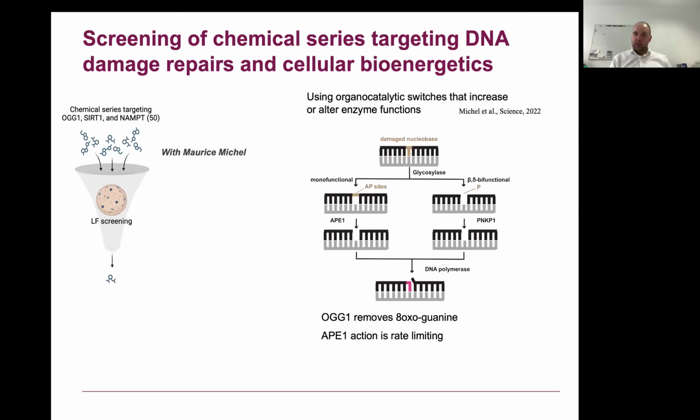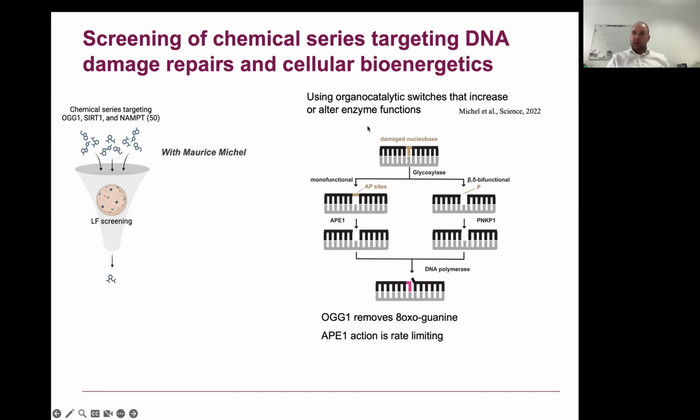OGG1 is an enzyme that is involved in the removal of 8-oxoguanine. This is a DNA modification that results from excessive oxidative stress. And normally 8-oxoguanine is repaired, or OGG1 removes it, generating these apurinic sites. And these apurinic sites then are further excised by an enzyme called APE1, and then the gap is subsequently filled in by DNA polymerase to give rise to a fully repaired double-stranded DNA.